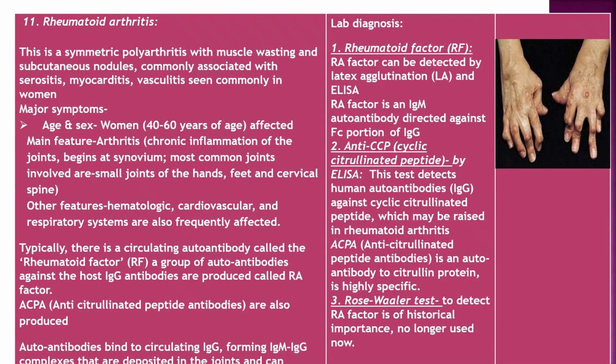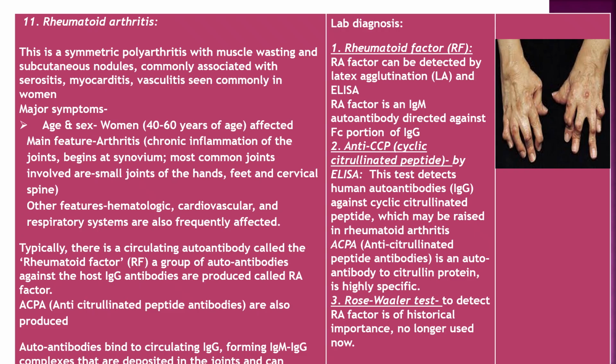Rheumatoid arthritis: this is a symmetric polyarthritis with muscle wasting and subcutaneous nodules, commonly associated with serositis, myocarditis, and vasculitis, commonly seen in women. Major symptoms: age and sex, women 40 to 60 years of age. Main features are arthritis, chronic inflammation of the joints, beginning at the synovium. The most common joints involved are small joints of the hands, feet, and cervical spine. Other features: the hematologic, cardiovascular, and respiratory systems are also frequently affected.